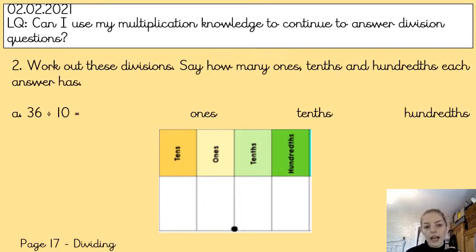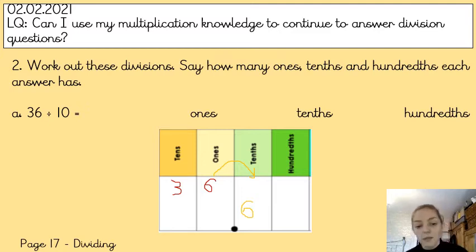Question 2. Work out these divisions. Say how many ones, tenths and hundredths each answer has. So my question that I'm going to do with you is 36 divided by 10. So if I have 3 tens and 6 ones and I'm dividing by 10, it's going to be 10 times smaller. So my 6 jumps over the decimal point, and it turns into 6 tenths. Okay? So I guess you all know where my 3 tens are going to go.